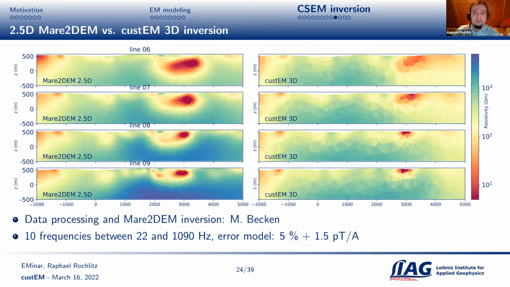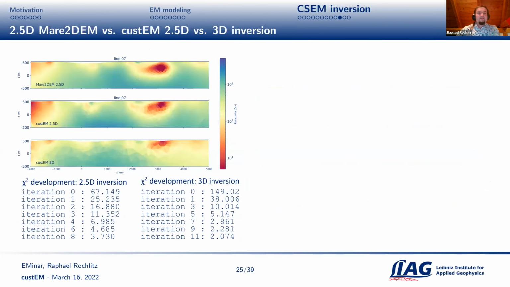And to further investigate these differences, I have also conducted a 2.5D inversion with cusTEM for this flight line 7, which is the closest one to our long profile. And if we compare the Mare 2D EM inversions with our cusTEM inversions, we suddenly see that the right side of our resistivity model is very similar to the Mare result.